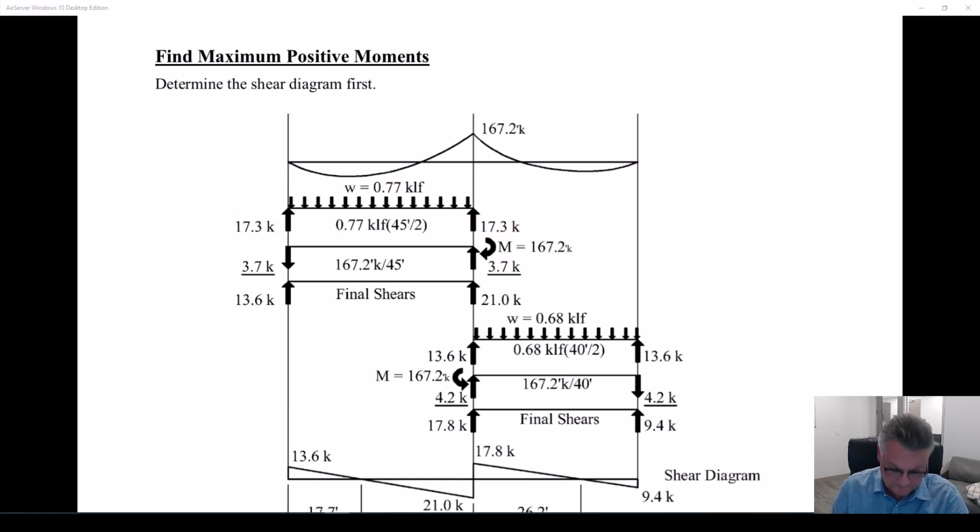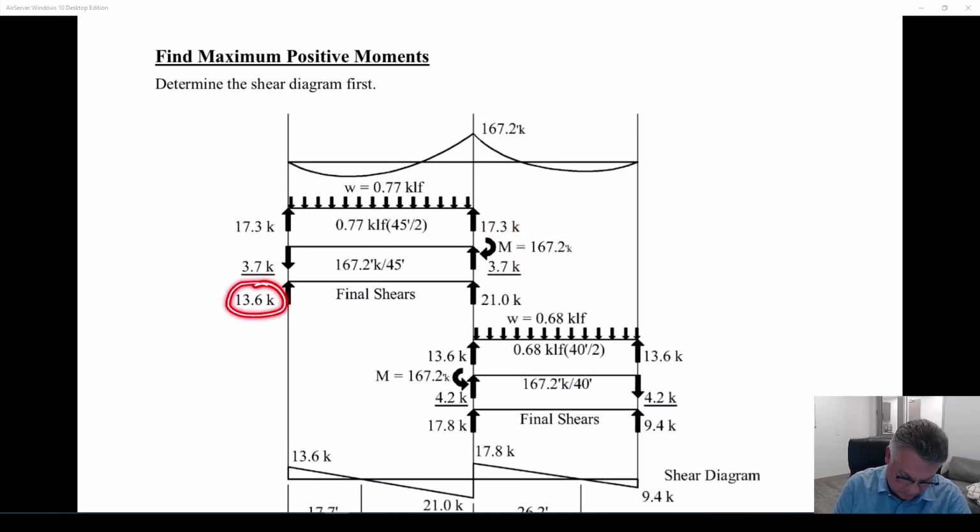Same number. Then I look at the moment by itself. That moment of 167.2 divided by the length of the beam, the span of that beam, 45 feet, gives me the same number, but the two numbers are going in the opposite directions. So, to be statically and anatomically correct, that moment divided by 45 feet, 3.7 kips, is going down on this side and it's going up on this side. So where I think you don't make mistakes here is that these numbers are always the same as each other, and these numbers are always the same as each other.